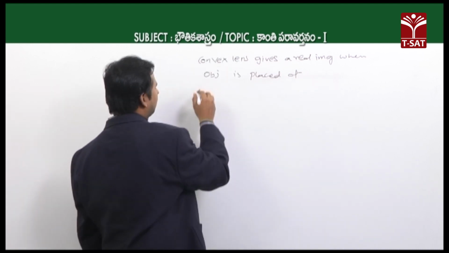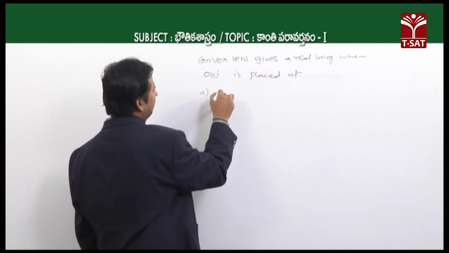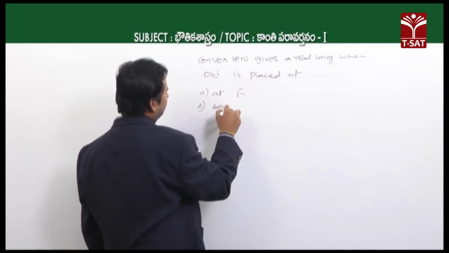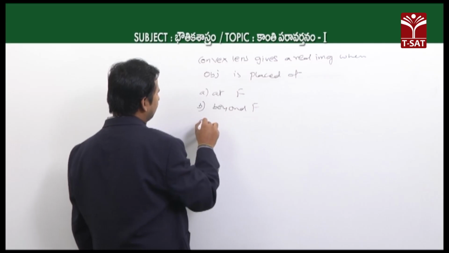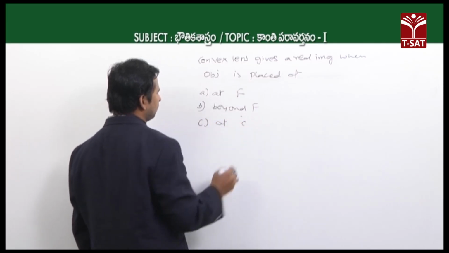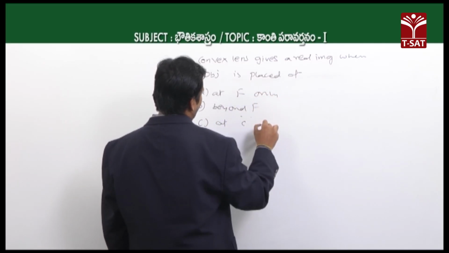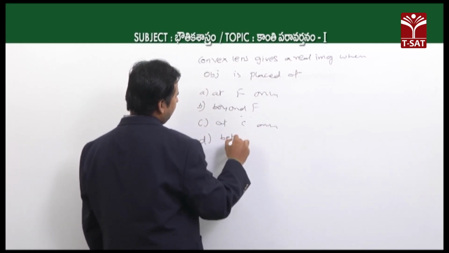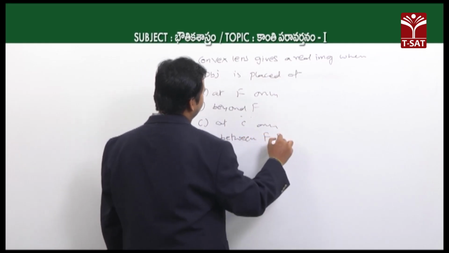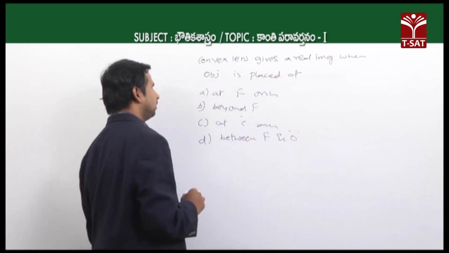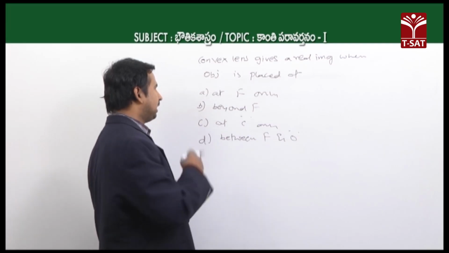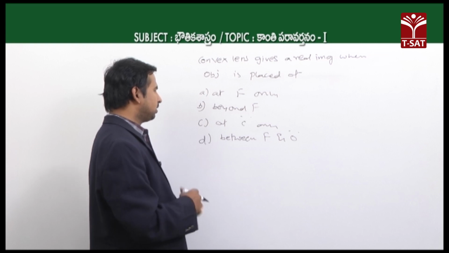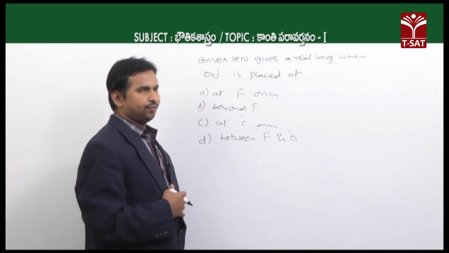Here the given options are: A, at focus; B, beyond focus; C, at the center of curvature; and D, between focus and optic center. Now, a convex lens gives a real image when the object is placed at focus only, beyond the focus, at C, or between F and O, that is.